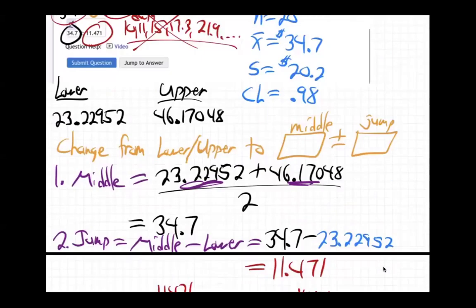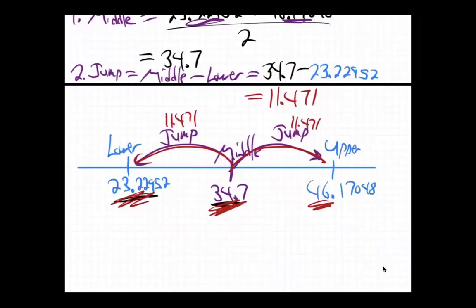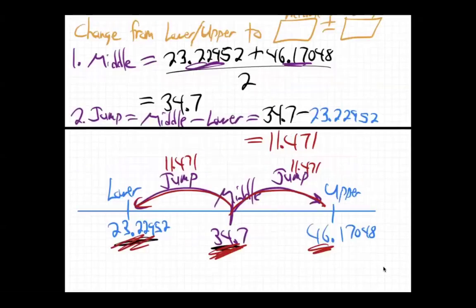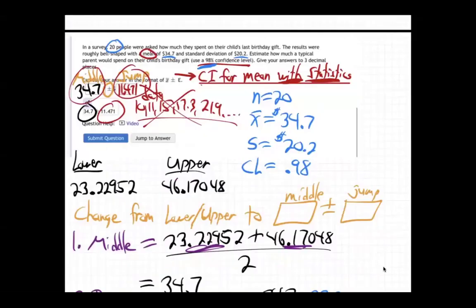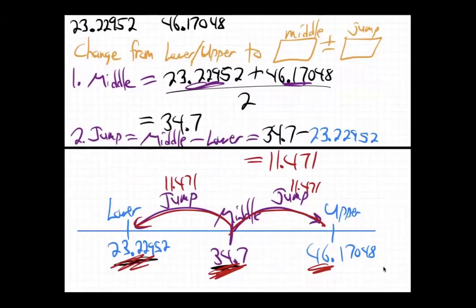In other words, that's another way to say the same answer. We're saying parents spend between $23 and $46 on their kid's birthday, which means they spend 34.7 on average, but it might be higher than that by 11.47 or lower than that by 11.47. That's what we're saying, and that's the answer they want us to give right there. And so that's how we do that. And so there we go.